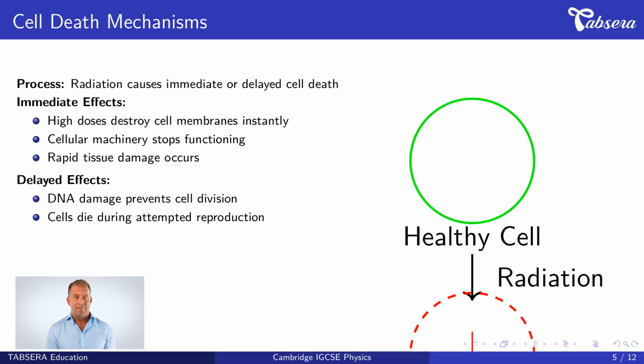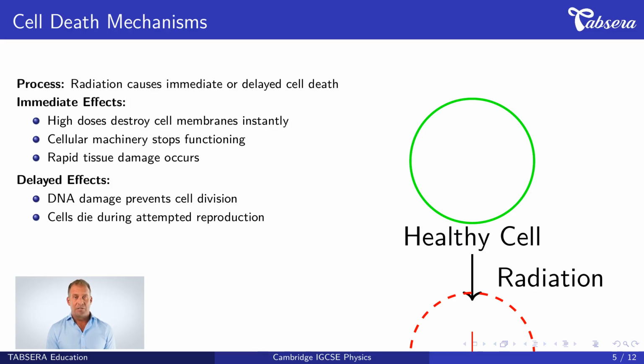Now we examine cell death mechanisms. This follows a predictable process where radiation causes either immediate or delayed cell death. Immediate effects occur with high radiation doses. These destroy cell membranes instantly, causing cellular machinery to stop functioning and rapid tissue damage to occur. The cell cannot maintain its structure or carry out life processes. Delayed effects happen with lower doses over time. DNA damage prevents normal cell division, so cells die during attempted reproduction when they cannot replicate properly.